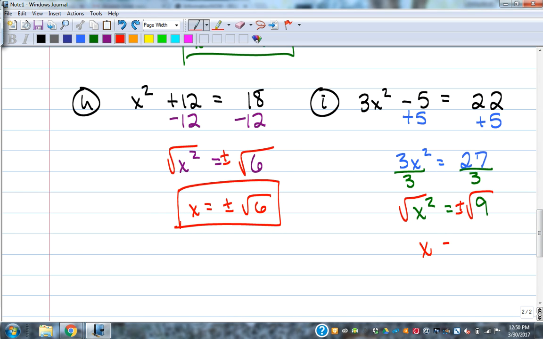So we take the square root of that. What's square root of 9? 3. That worked out nice. Plus or minus square root of 3.